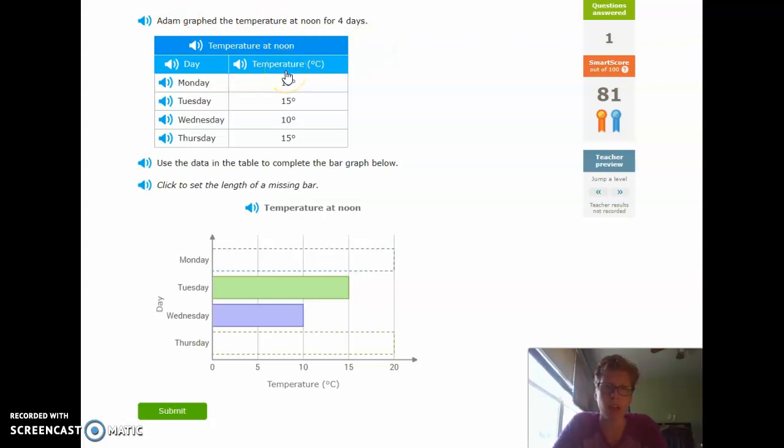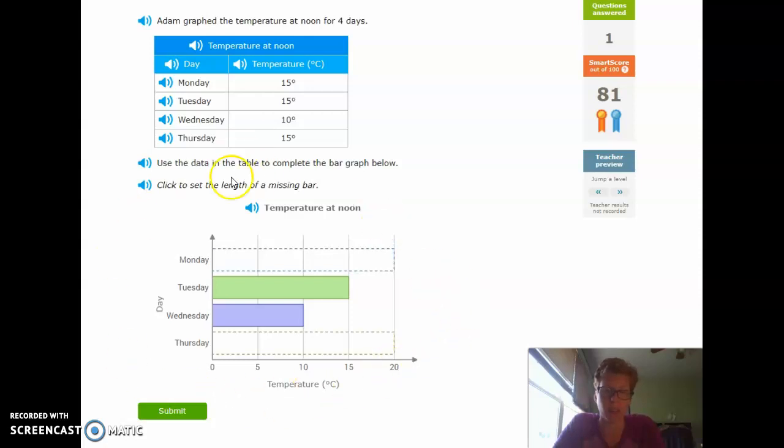Now, if you have not done our unit of measurement yet, Celsius is how people in Europe track the temperature. We use Fahrenheit. So when they're saying 15 degrees, that's not our temperature gauge, just for your information. But Adam said that on Monday, it was 15 degrees, Tuesday 15 degrees, Wednesday it was 10 degrees, and Thursday it was 15 degrees.